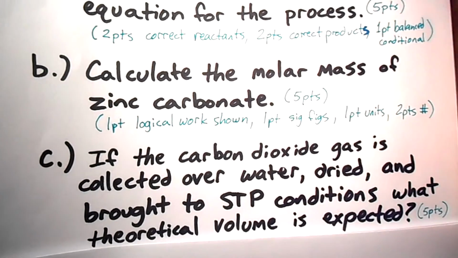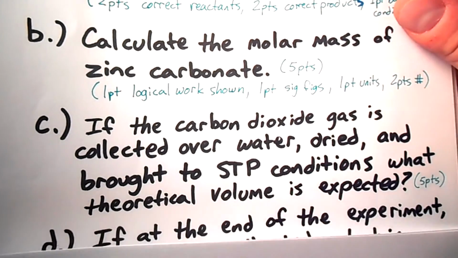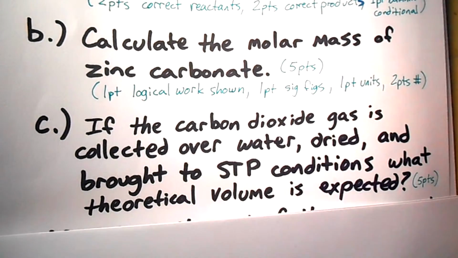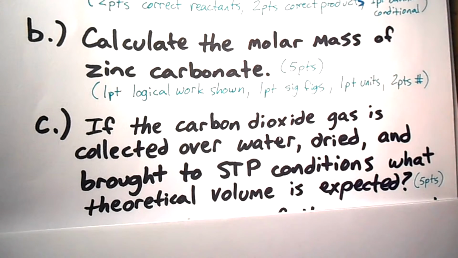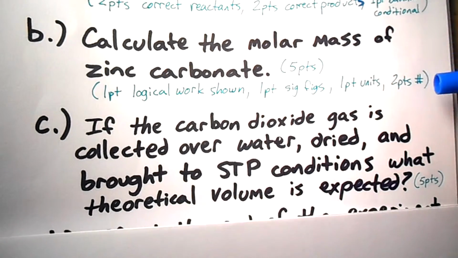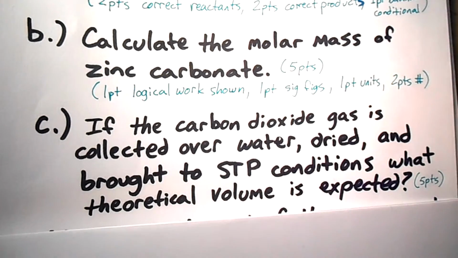Part C. If the carbon dioxide gas is collected over water, dried, and brought to STP conditions, what theoretical volume is expected? That's another 5 points. Same pattern as the previous one. 2 points for the number, 1 point unit, 1 point sig figs, and 1 point for your work being shown.